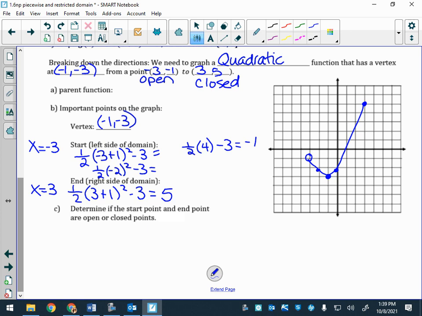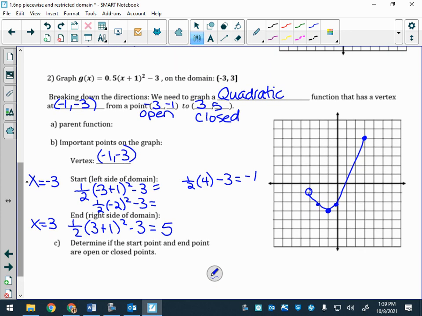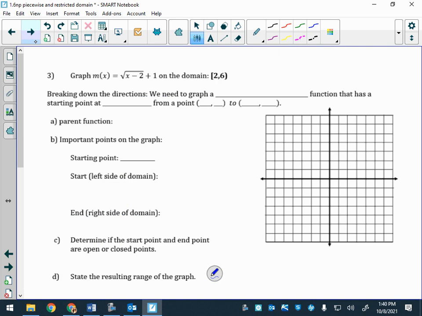Any questions? Yep, Liam. So what defines again what makes a point open or closed? Great question. Parenthesis here. So when I plug in -3, this already has a parenthesis, so that means this one would be open. And then when x equals 3, it would be closed because of the bracket. Okay? And that includes the y value as well. All right? Let's try a few more.